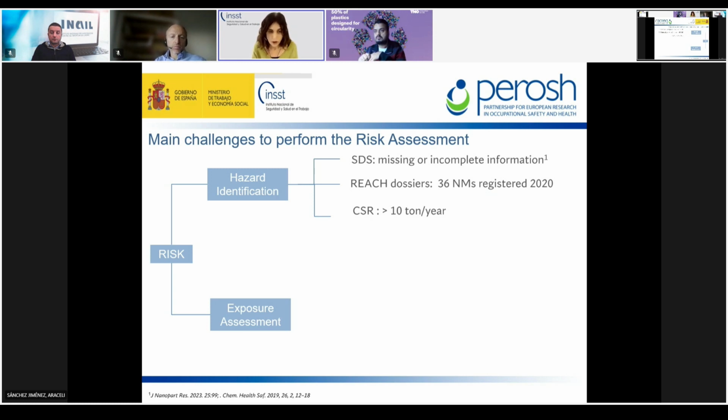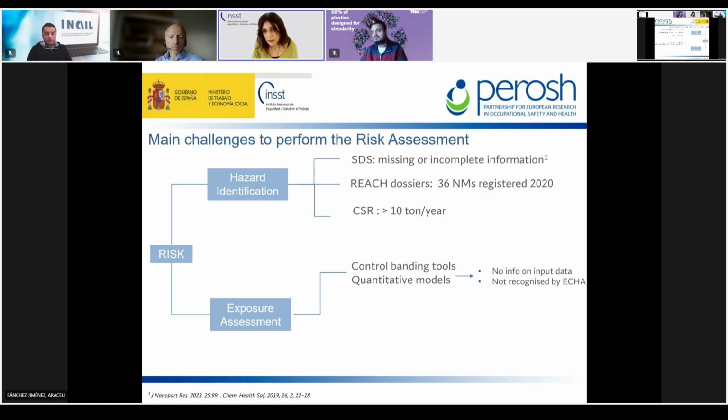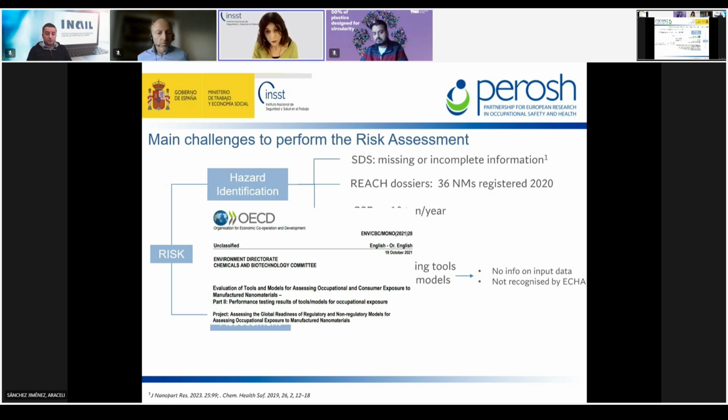Then when it comes to evaluating the exposure, there are a range of control banding tools, and Neeraj mentioned some of them, and also there are quantitative models. However, the input data that you need to use these tools is not available. And also these tools are not recognized by ECHA to do a regulatory risk assessment, as, for example, other tools like ART, Stoffenmanager, or STOCTRA are recognized for conventional chemicals, despite the efforts of the scientific community.